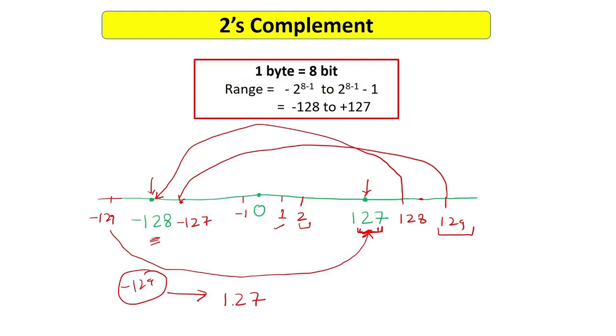In the upcoming videos, we will be seeing the floating point number representation and some of the advantages and disadvantages of the different representations: sign magnitude, 1's complement and 2's complement representation.